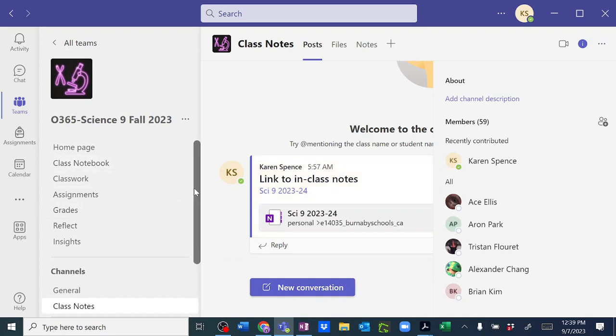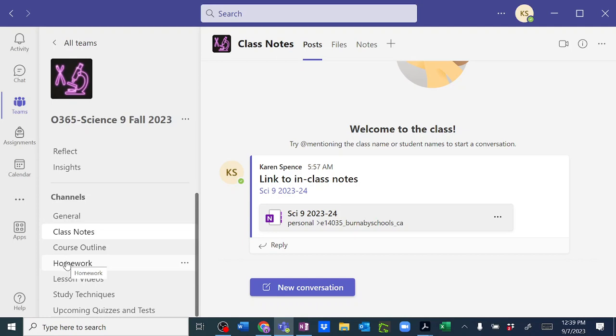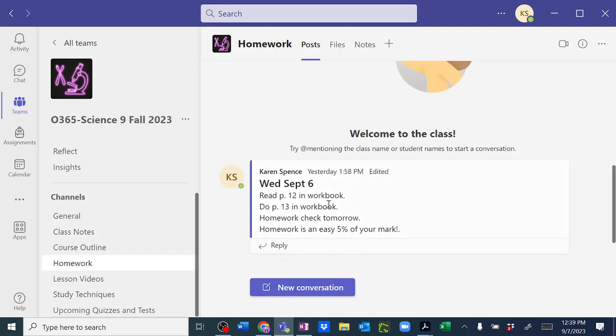And we're going to go to homework just so you can see what goes up there. Okay, so read page 12 in the workbook. We sort of went over it last day, but my block 4, they didn't have a chance. So sometimes if you've already done something, you can be like, oh, I already read page 12 because we went over it in class. Homework check tomorrow. Homework is an easy 5% of your mark.